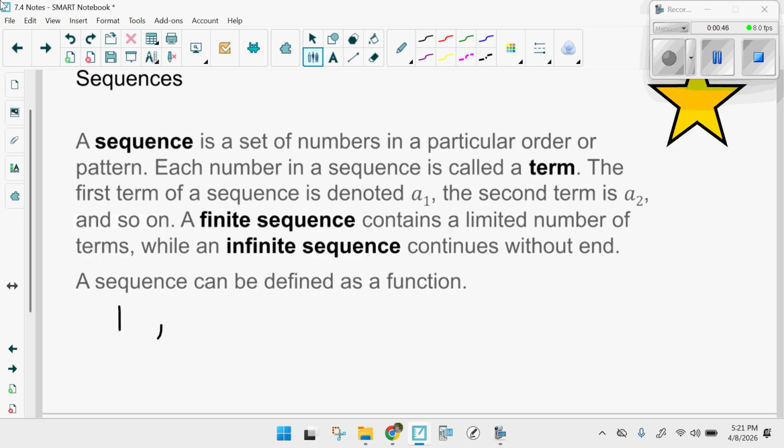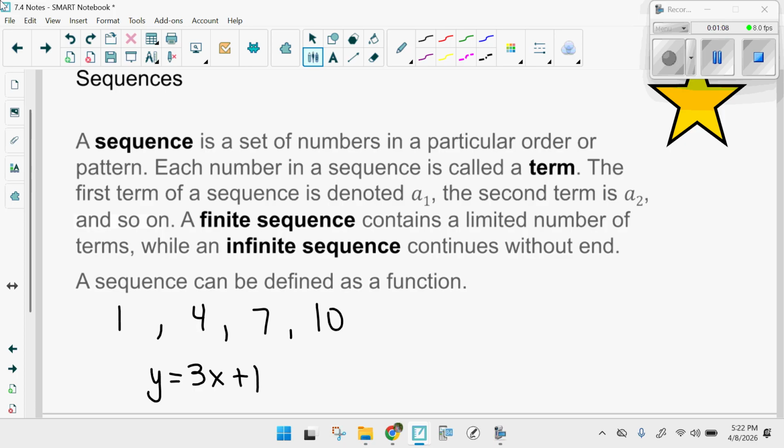Arithmetic sequences develop a pattern where there's a number being added each time. And we could rewrite this as a function. This would be a starting point of 1. And so our function could be y equals 3x plus 1, because we're increasing by 3 each time.